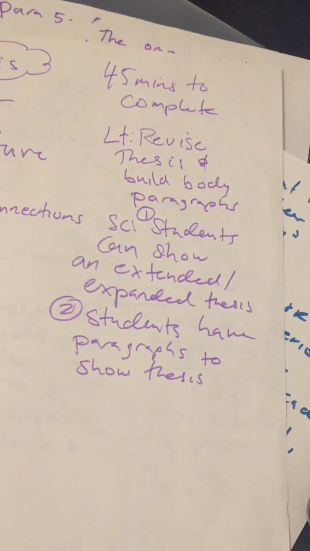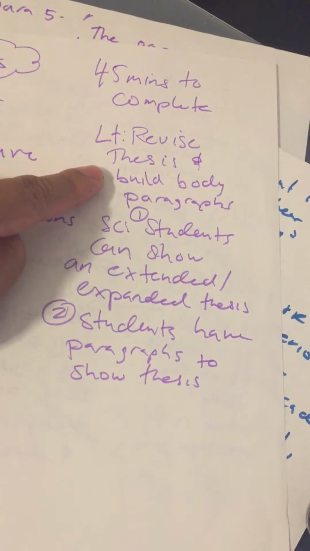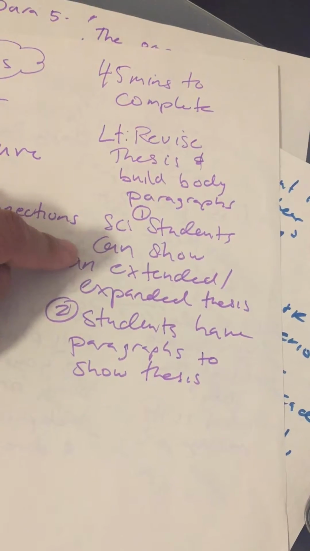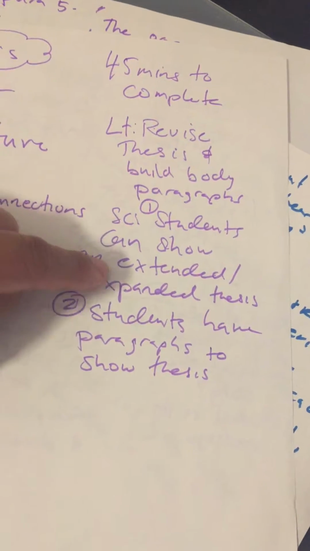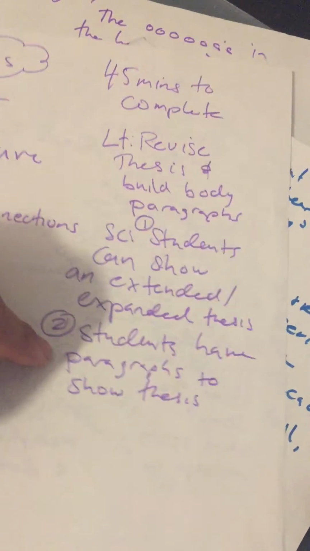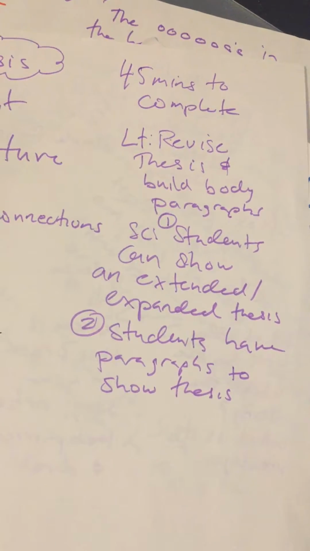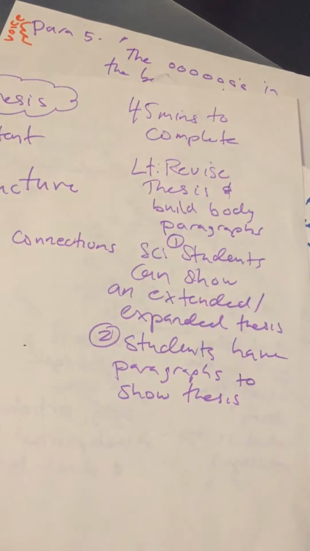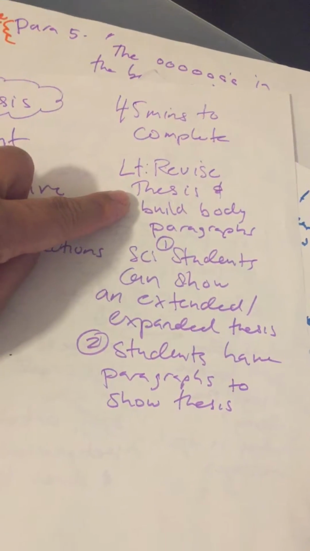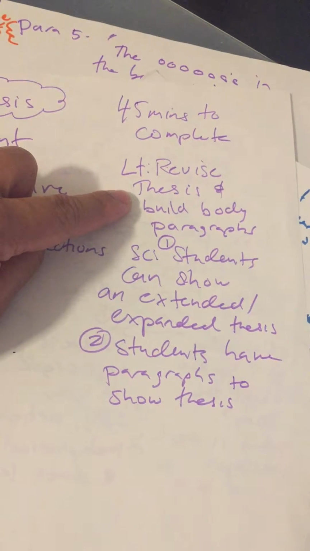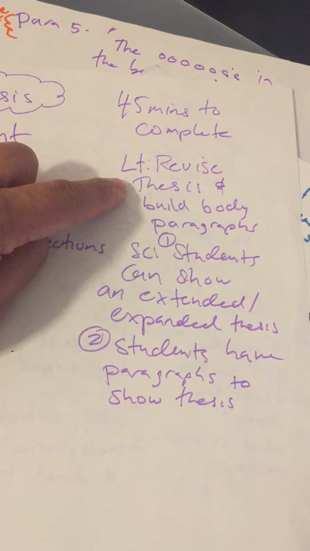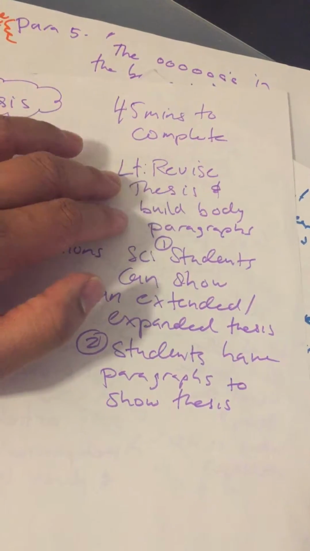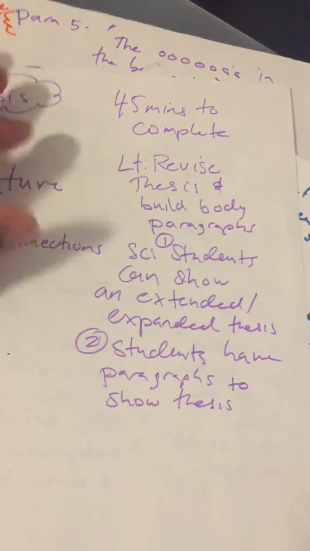So the learning target is that you're going to learn how to revise your thesis and build your body paragraphs. Your success criteria is that you'll be able to show an extended, expanded thesis, and you will have paragraphs to show that thesis. So again, I'm going to show you what I'm looking for in a thesis, and your learning target, if the wonderful sub could write it down, is you're going to revise your thesis and build your body paragraphs accordingly. The whole class period will be dedicated to mimicking a little bit of what I have.